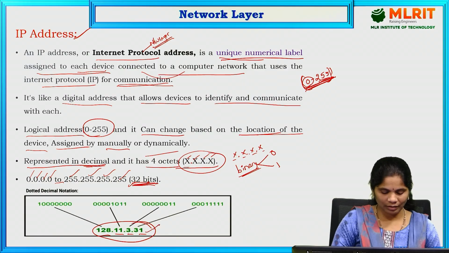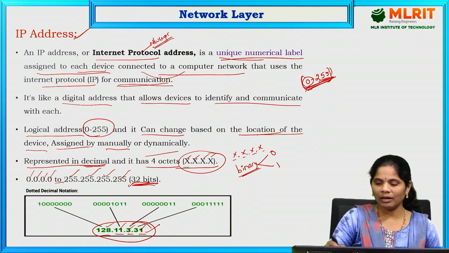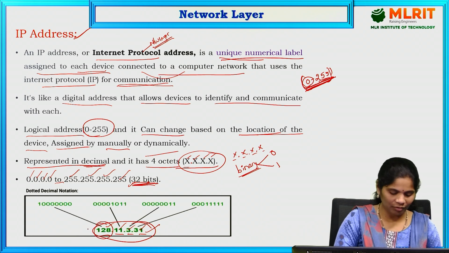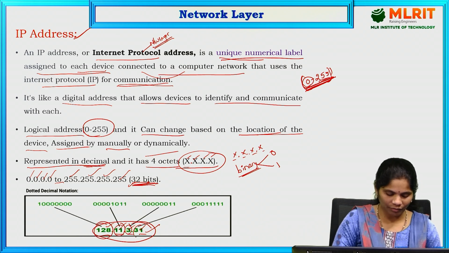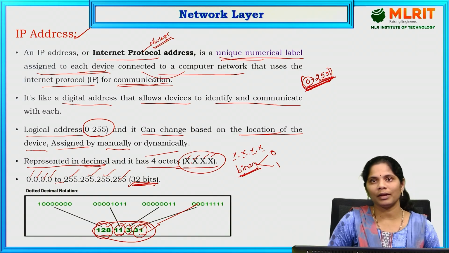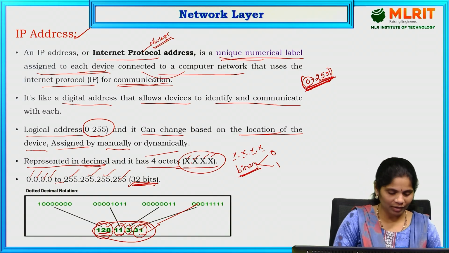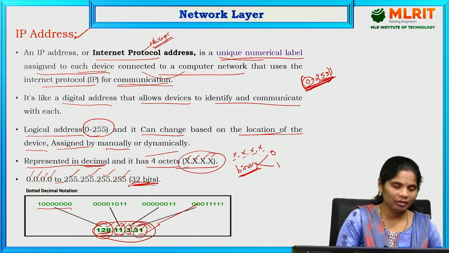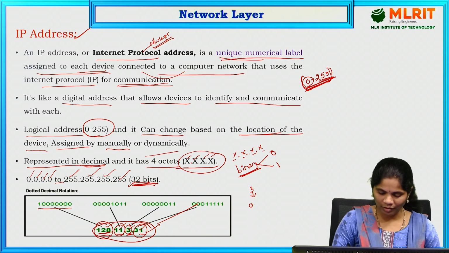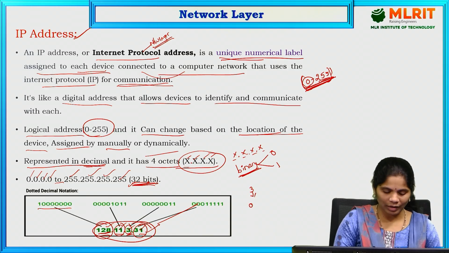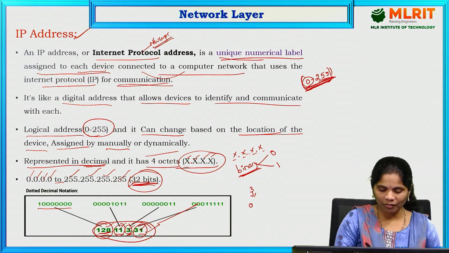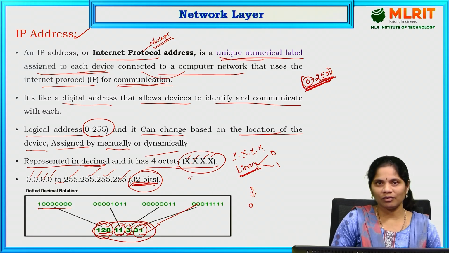In 128.11.3.31, all 4 numbers are in the range 0 to 255. At the same time, 128, 11, 3 and 31 we have to write in binary form, because the machine can understand only the binary language. That's why 128 has to be written in binary form. Suppose 3 is there, how do we write 3? Why do we write exactly 8 bits? The address has a total of 32 bits, and 32 bits divided by 4 octets is 8 bits each. That's why we write it like this.